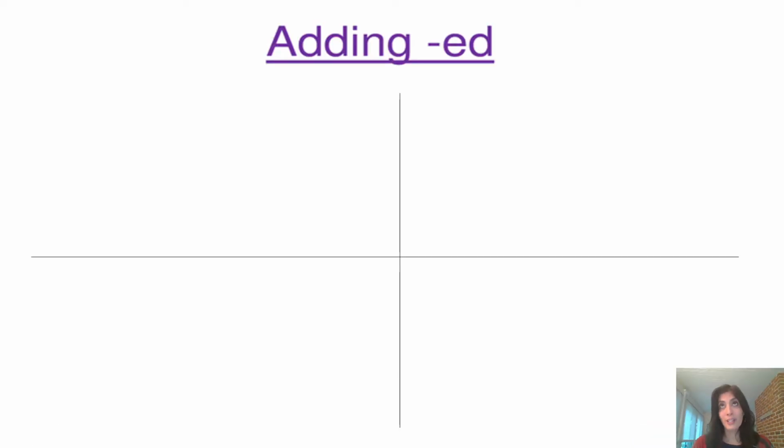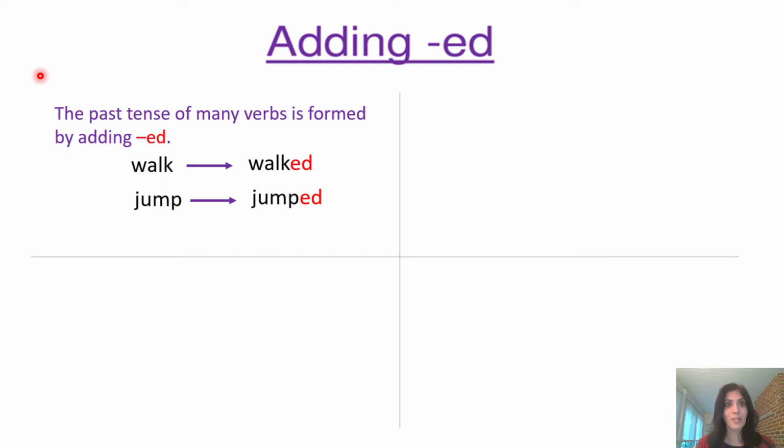We also learned that some verbs happen in the present right now, and some verbs take place in the past. And we learned that when we are talking about some verbs in the past, we have to add ed to the end. There were lots of rules that we learned, so I'm going to go a little quickly because this is just a review. We learned that the past tense of many verbs is formed simply by adding ed to the end. Like walk turns to walked, and jump turns to jumped, and all we had to do was add ed.